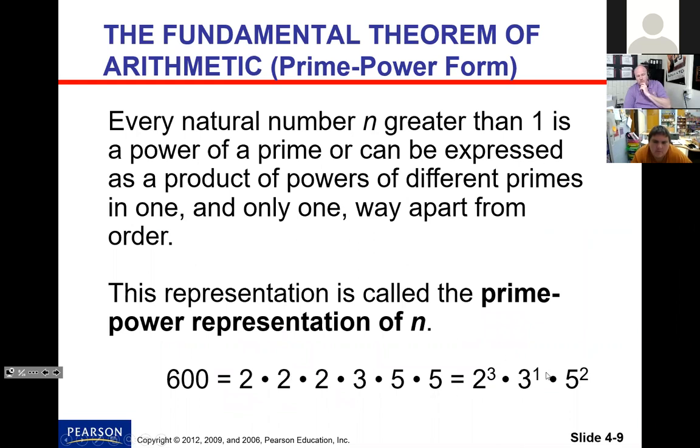There's 1 3, so 3 to the 1, and there's 2 5s, so 5 to the 2, right? So we can take that long 2 times 2 times 2 times 3 times 5 times the other 5, and break it down to something shorter. That is called prime power representation, okay?